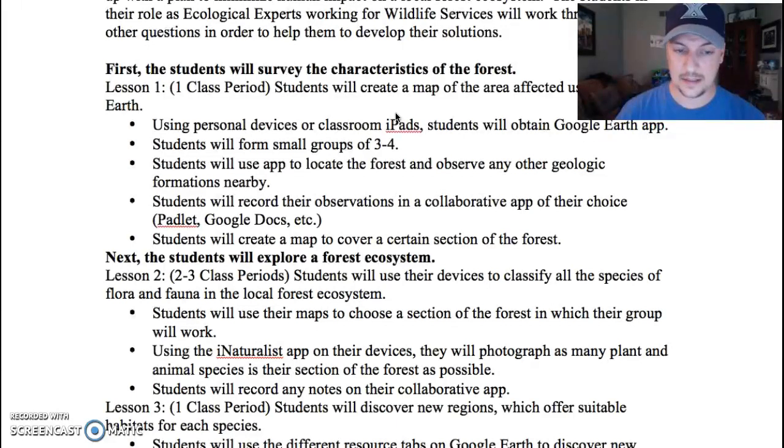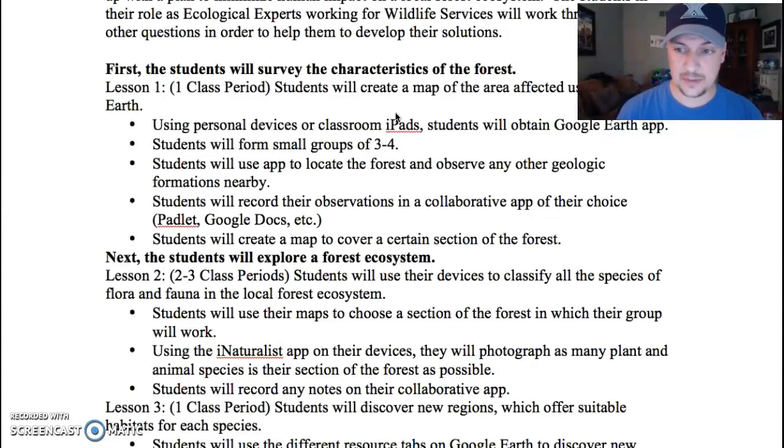Once they have that data gathered, they're going to go ahead and collaborate, pick some sort of collaboration tool, whether it be Padlet, Google Docs, or anything else where they can get together and write their ideas together. They're going to use that, and they're going to create a map to cover a small section of the much larger forest. And each of the groups of students are going to break up into those small groups, and each little group will cover a different section of the forest itself.